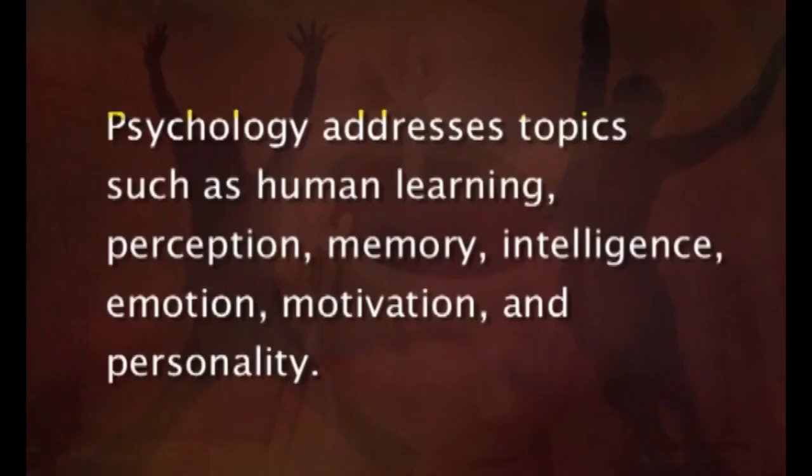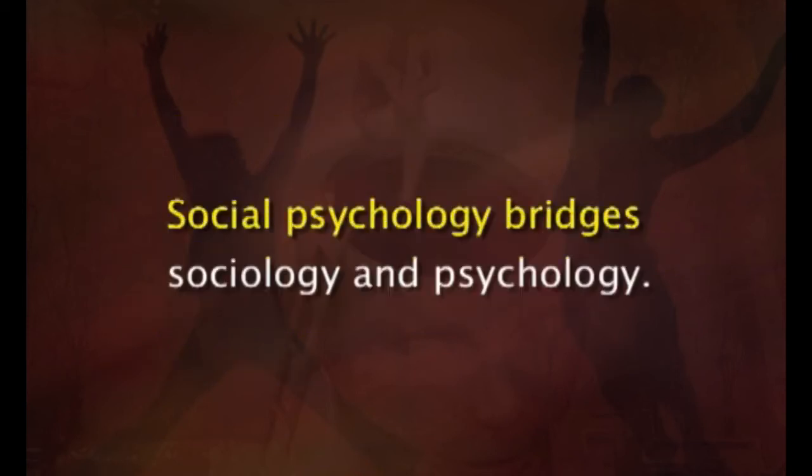In contrast, psychology is the scientific study of the individual and of individual behavior. Although this behavior may be social in character, it need not be. Psychology addresses topics such as human learning, perception, memory, intelligence, emotion, motivation, and personality. Social psychology bridges sociology and psychology. In fact, some view it as an interdisciplinary field. Both sociologists and psychologists have contributed to social psychological knowledge.